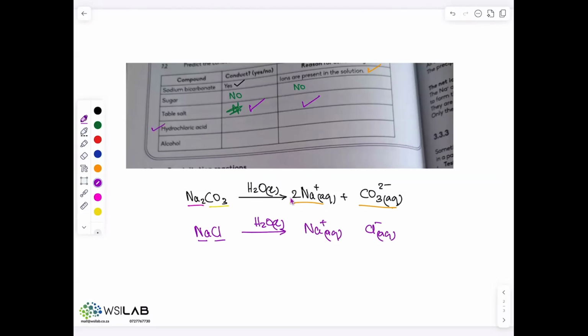And then alcohol. What's alcohol? Okay, you wouldn't know that. Alcohol is something like methanol. That doesn't make ions. Okay, but you wouldn't know that actually. So no ions. This is actually unfair. How would you know this?